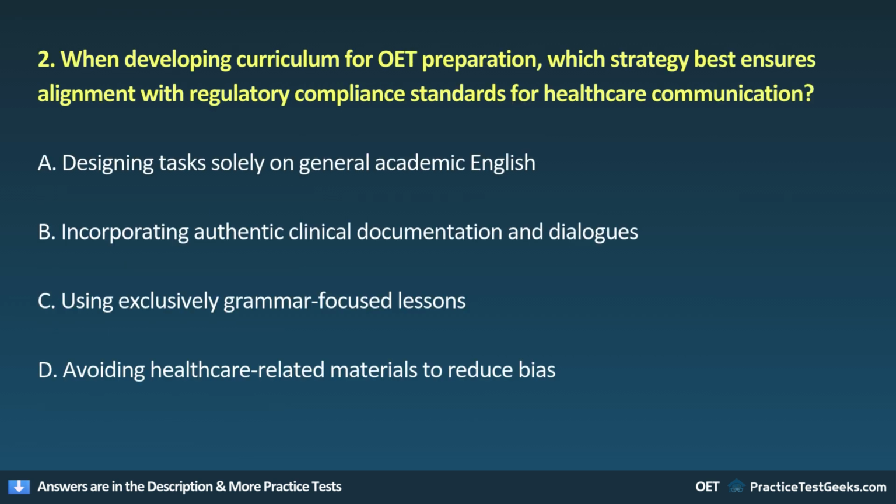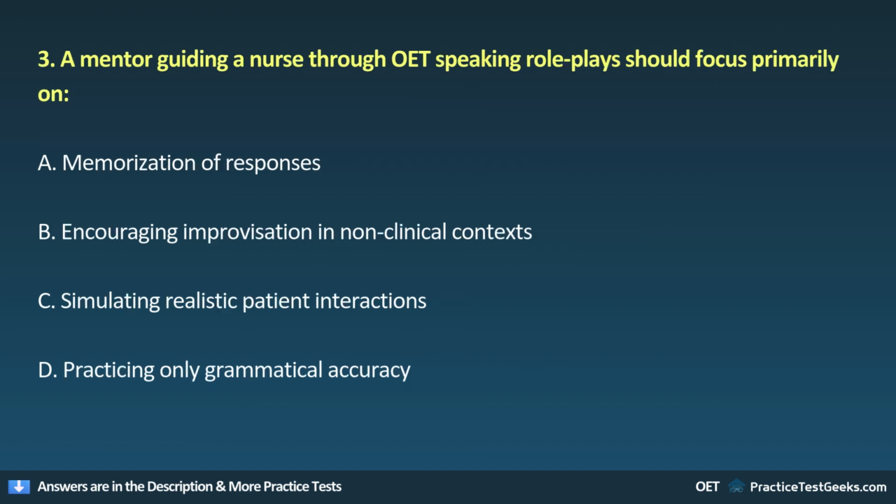2. When developing curriculum for OET preparation, which strategy best ensures alignment with regulatory compliance standards for healthcare communication? A. Designing tasks solely on general academic English. B. Incorporating authentic clinical documentation and dialogues. C. Using exclusively grammar-focused lessons. D. Avoiding healthcare-related materials to reduce bias.